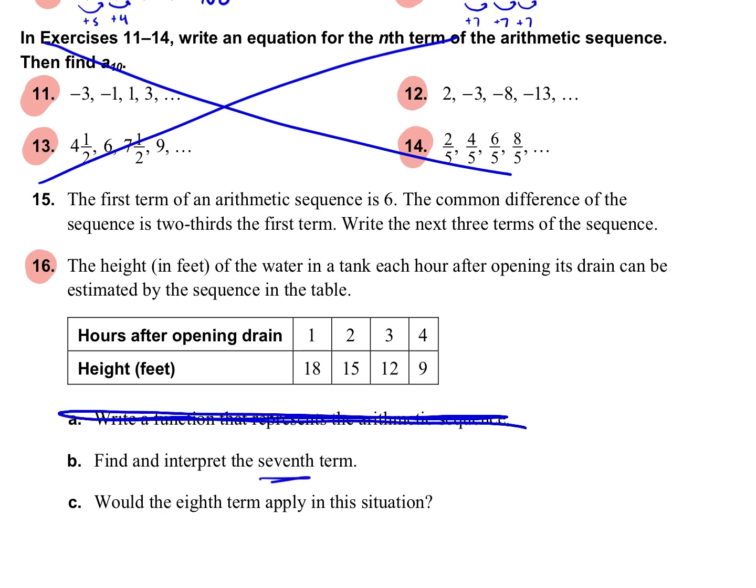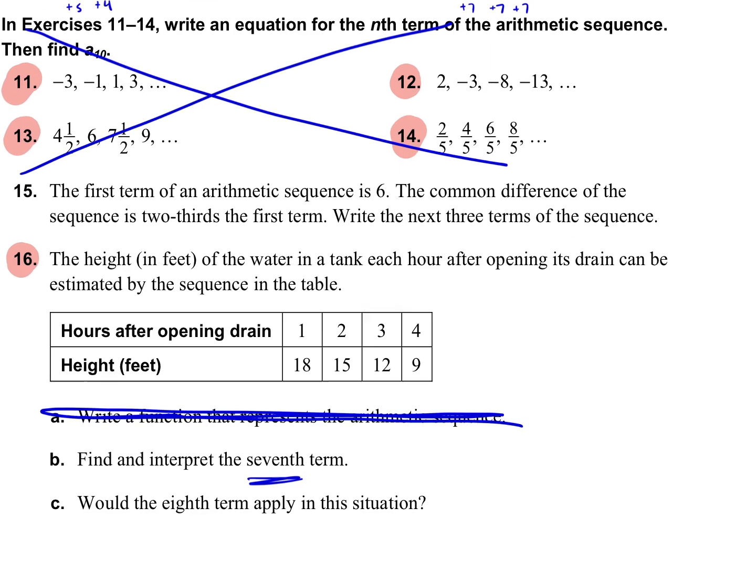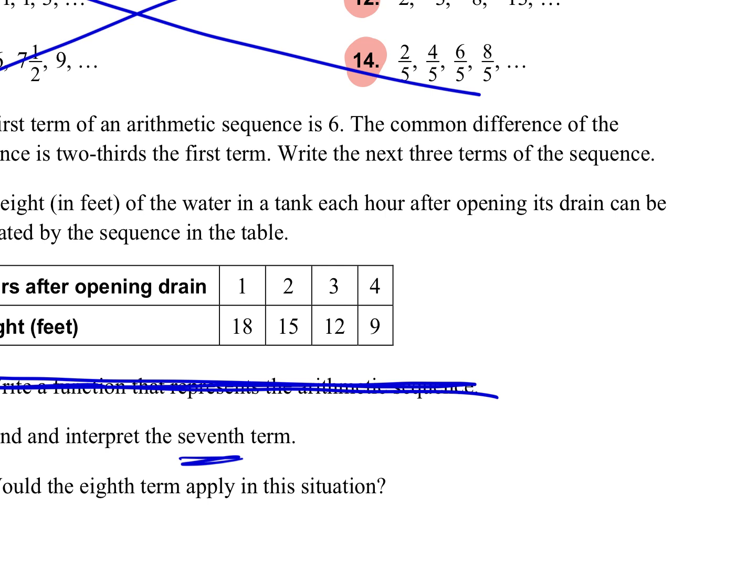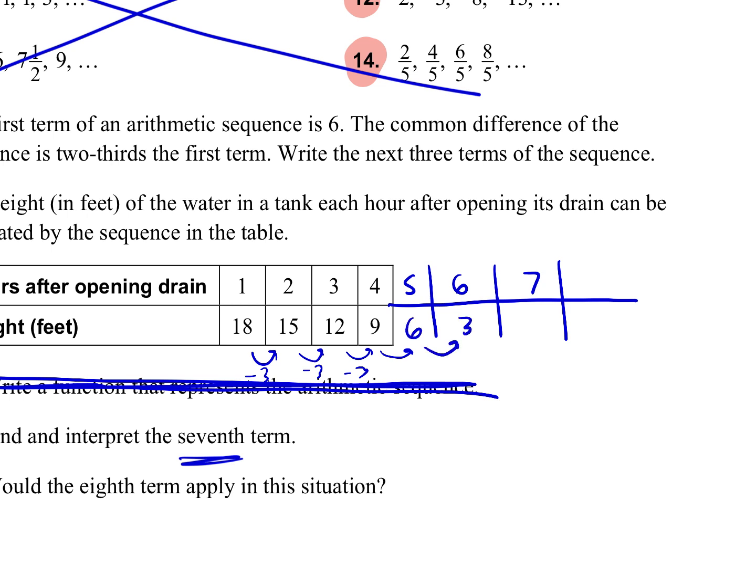How do you think I could find the 7th term? You keep subtracting 3 for 3 times. Awesome. We got to know our common difference, so we subtract 3 each time. It gave us up to the 4th term, so I could find the 5th, 6th, and 7th terms. What would my 5th term be? 6. What about my 6th term? 3. And the 7th term? 0. So the 7th term would be 0, because I just keep subtracting 3 each time.